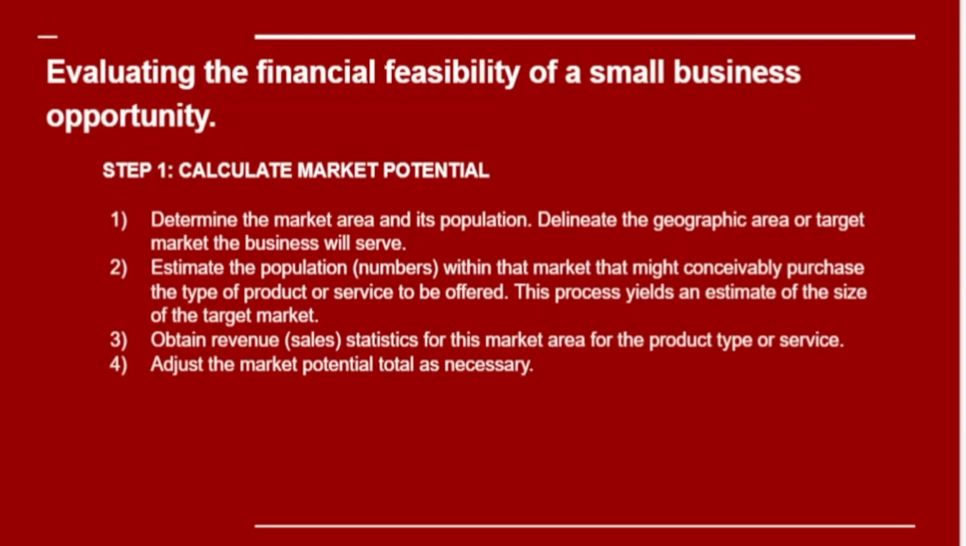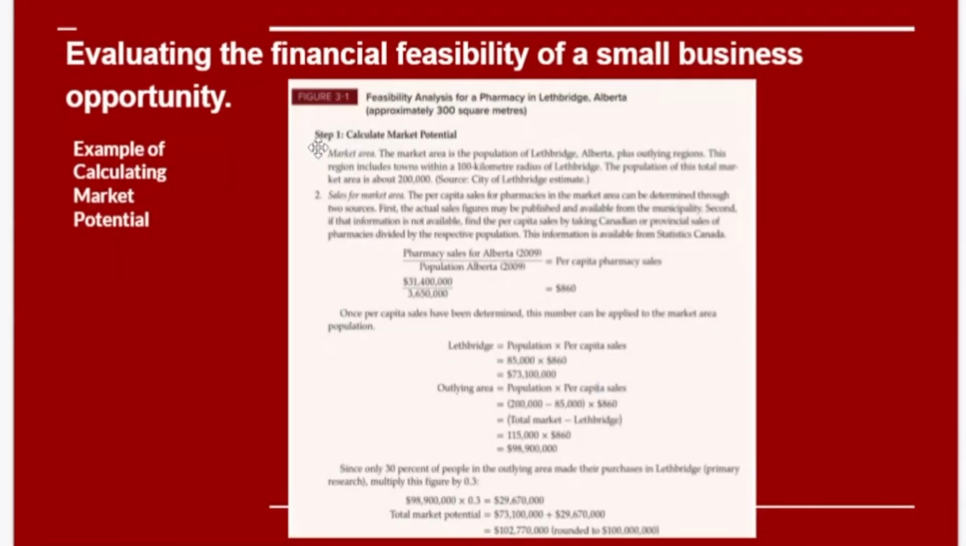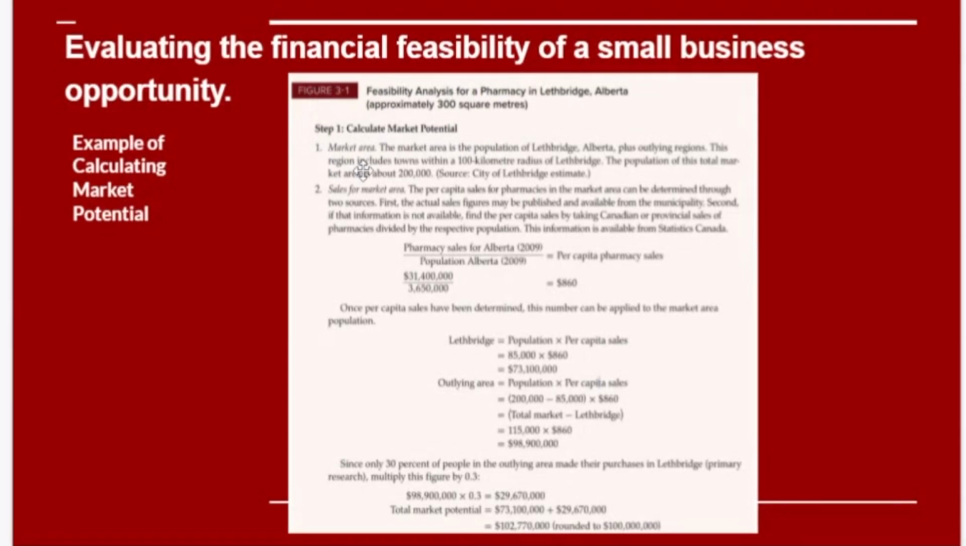So the first step is calculating the market potential, which is to determine the market area and its population, and break out the geographic area or target market the business will serve. Estimate the population within the market that might conceivably purchase the type of product that you're selling. This process yields an estimate of the size of the target market. In other words, here's a simple example of evaluating the potential feasibility of a small business opportunity.